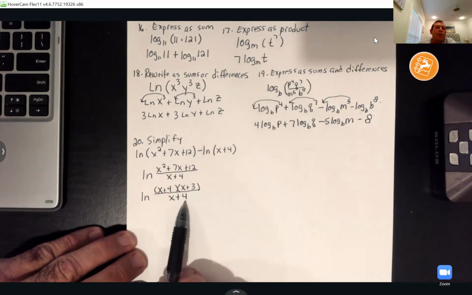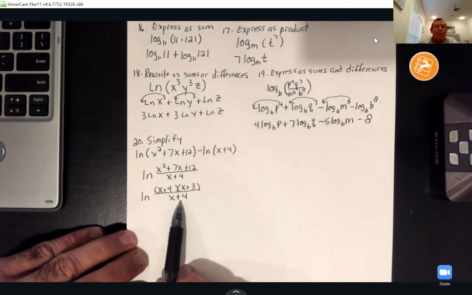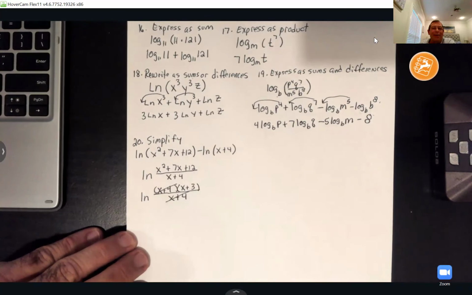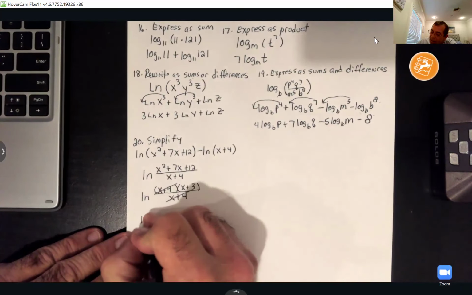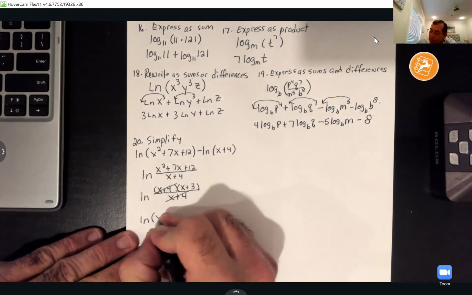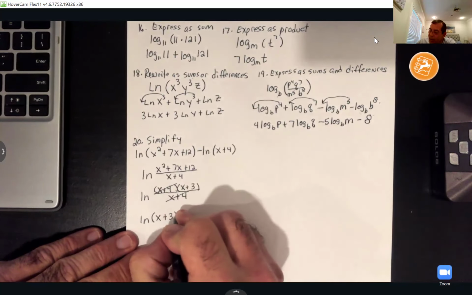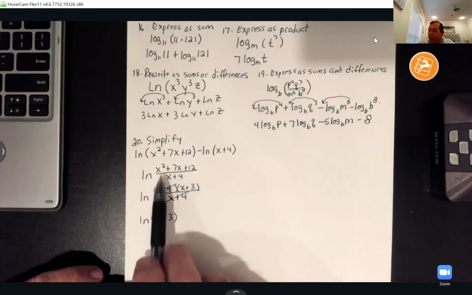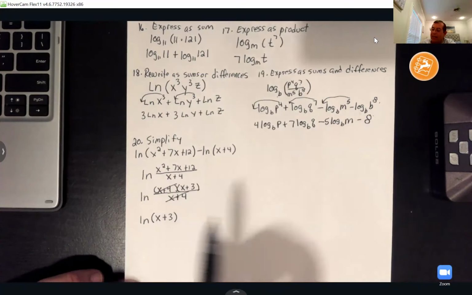So they sort of give you a clue, right? There's an x plus 4 on the bottom. If anything's going to cancel, those got to match up, okay? So the final answer will be the ln of, and you got to keep the parentheses with the x plus 3 inside. So make sure on number 20 you factor that top and get that to cancel.